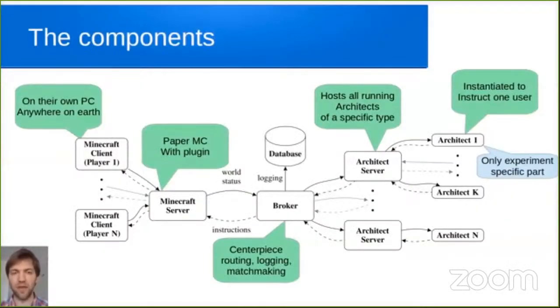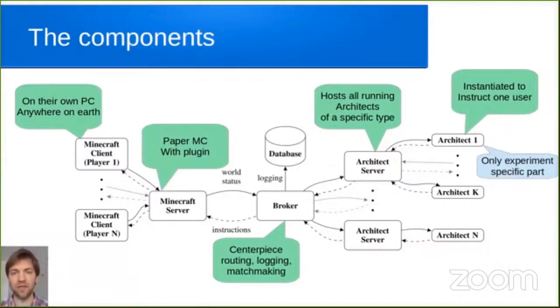Behind the scenes, we have several components. First of all, we have the Minecraft client running on the user's machine. The client connects to our Minecraft server. The Minecraft server, again, is connected to a broker, which is the centerpiece of our infrastructure. The broker is responsible for logging everything that happens during the experiments, and it also performs matchmaking between the Minecraft client and architects. Architects can be of different types.